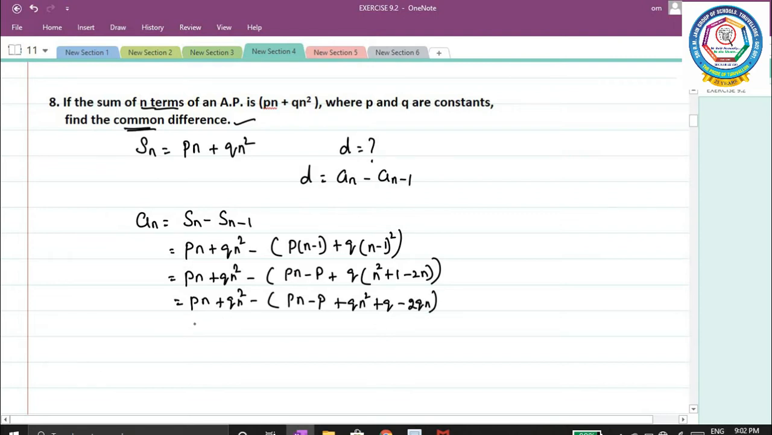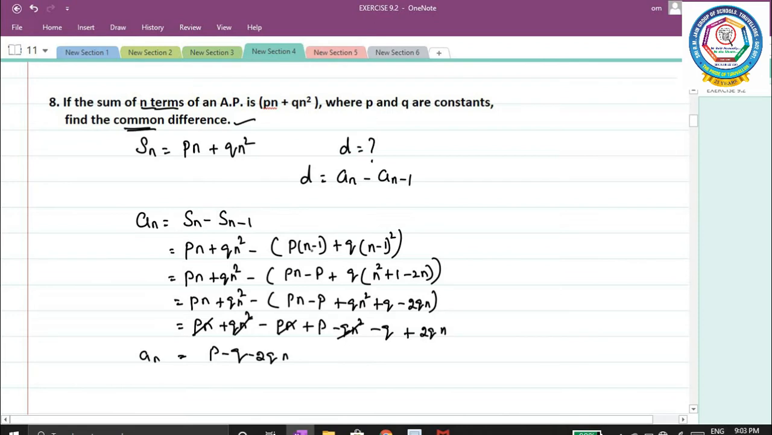Again we have to remove this bracket. So Pn plus Qn square minus Pn, minus of minus plus P, minus Qn square minus Q plus 2Qn. Here minus Qn square plus Qn square cancel. Plus Pn minus Pn cancel. So remaining P minus Q plus 2Qn. Okay, here this is the nth term.